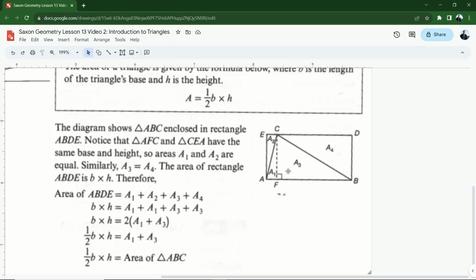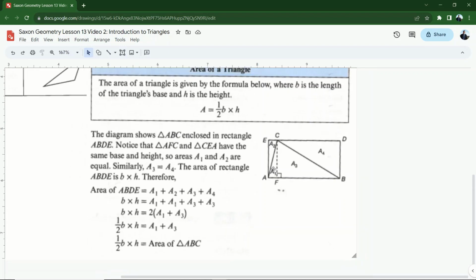So there's a visual proof that shows you in a creative way why the area of this triangle is 1/2 the base times the height. And that kind of proof works for any kind of triangle. You'll always find that the area of a triangle is 1/2 the base times the height.